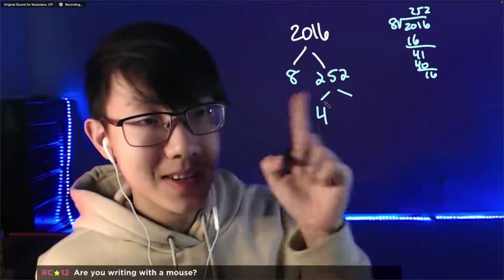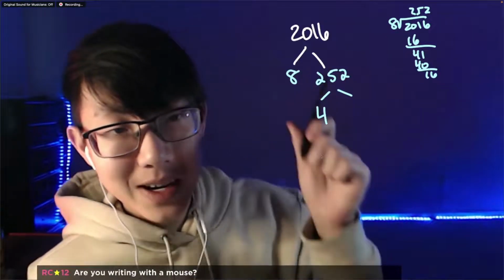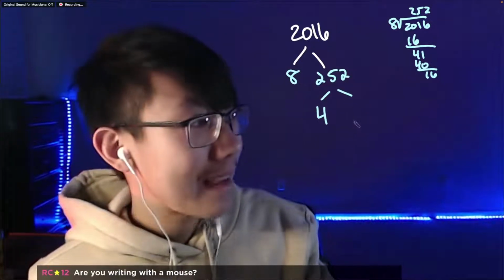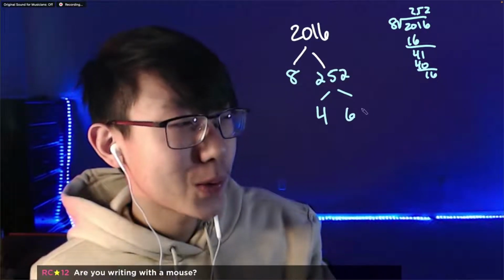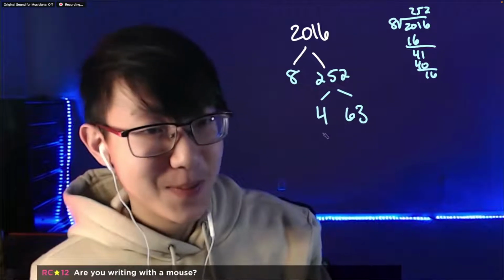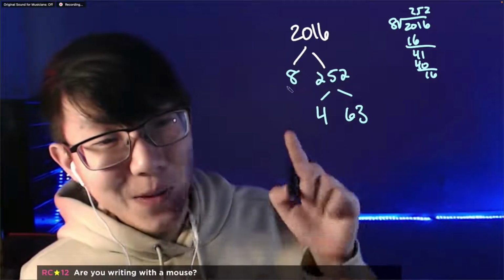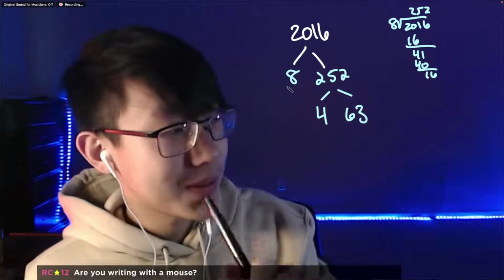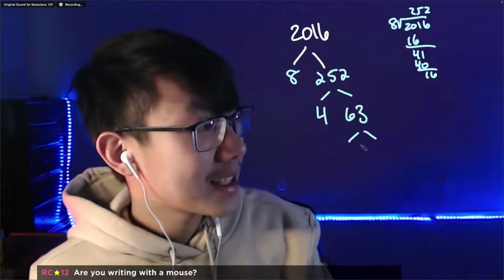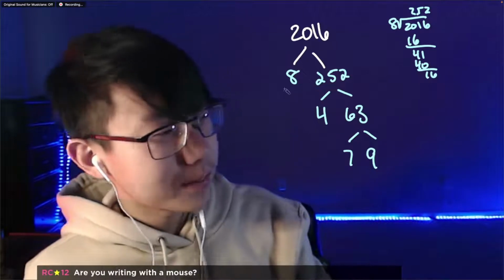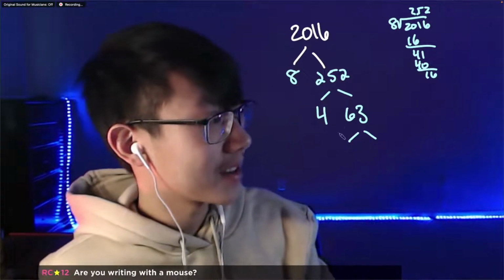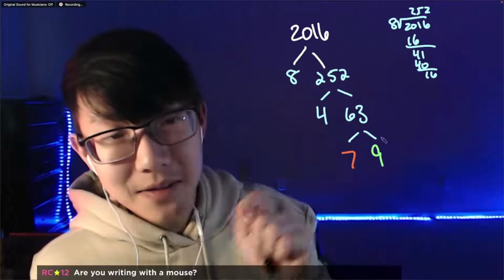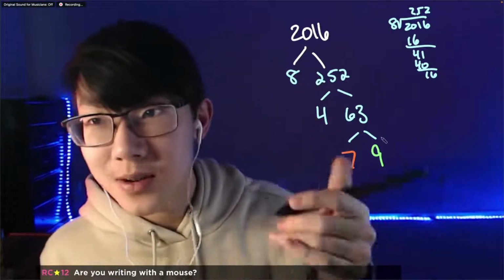Because 4 divides 252... I'm writing with a pen, not a mouse. So it divides 252, and the whole thing gives 63, I believe. Yes. Because 4 divides 252 63 times, and then from there, 63 we know is 7 times 9. So I said I was going to color all of this. Oops. So that's a 7, that's a 9. The reason why I colored 8 and 4 the same is because they're both powers of 2, right?